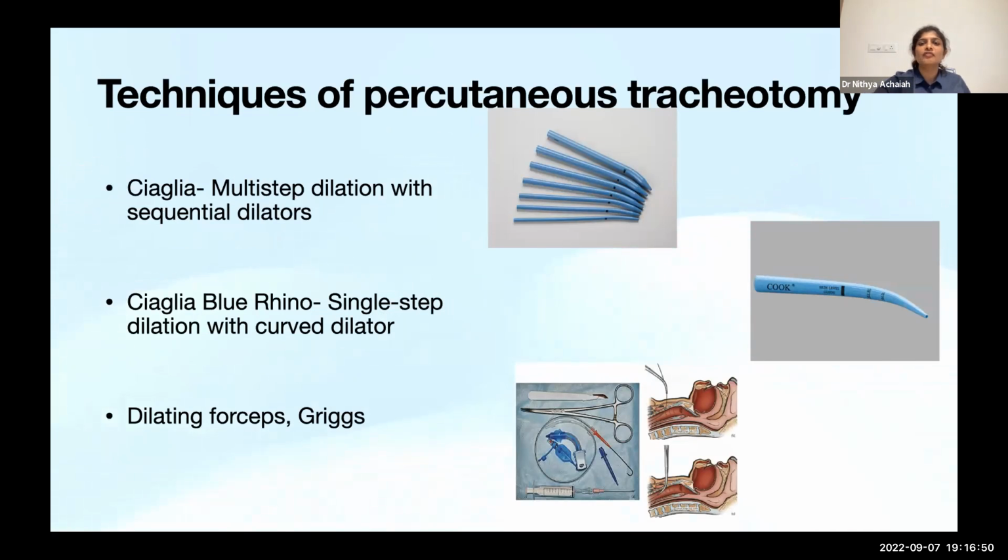So what are the techniques of percutaneous tracheostomy? There are many techniques which are described in the literature. I will be dealing with three main techniques. One is the Ciaglia multi-step dilation technique with sequential dilators.